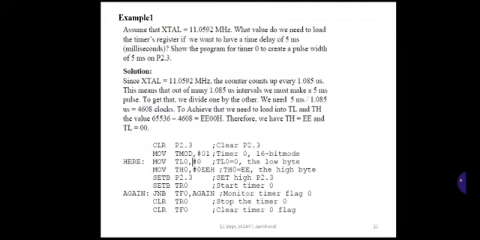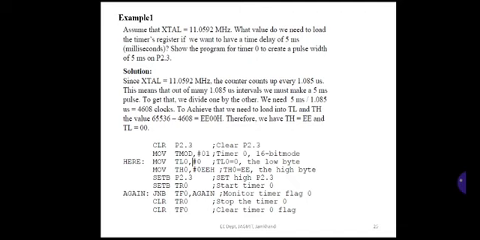Example. Using these steps we are going to do an example. We assume that the crystal XTAL equals 11.059 megahertz. What value do we need to load into the timer's register if we want a time delay of 5 milliseconds? Show the program for timer 0 to create a pulse width of 5 milliseconds on P2.3. As you can observe here, the time delay is given, that is 5 milliseconds. You have to create the square wave on P2.3.